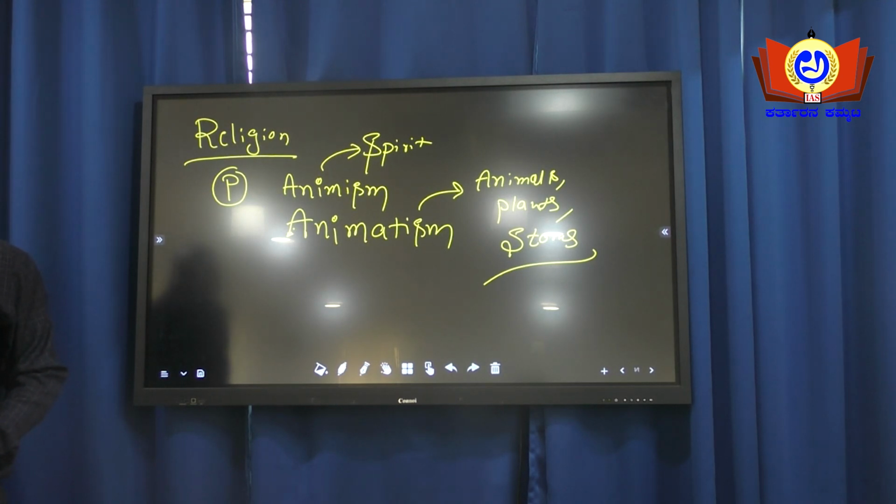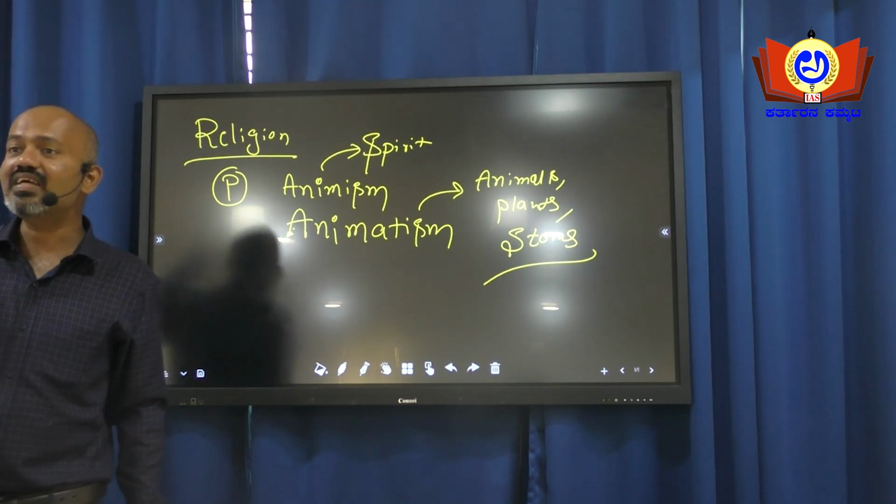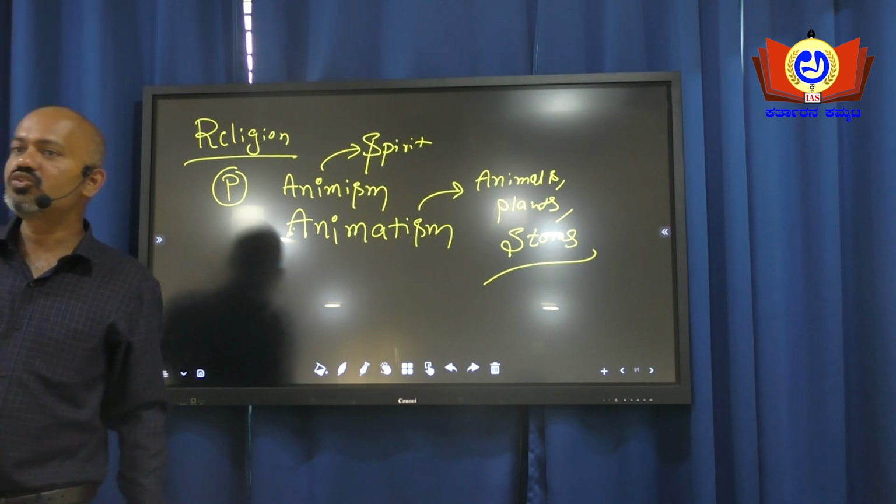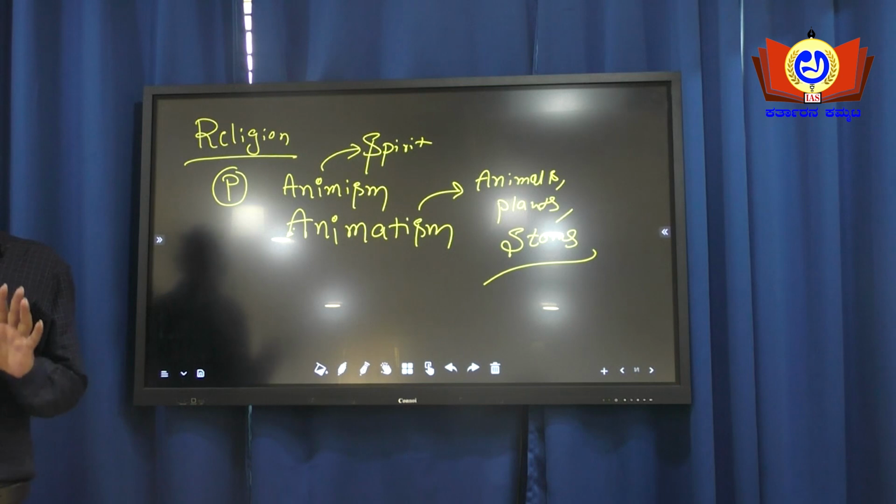Next, Varuna. Varuna means rain god. Then Maruta, wind god. Surya, sun god. Because man was actually afraid of those natural phenomena, he did not want them to harm him. So he started worshipping them: please do not harm us.